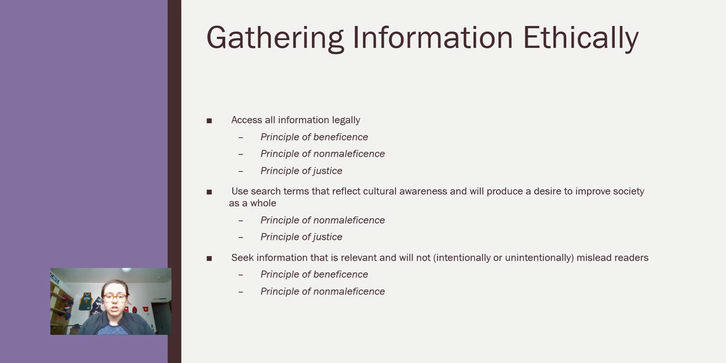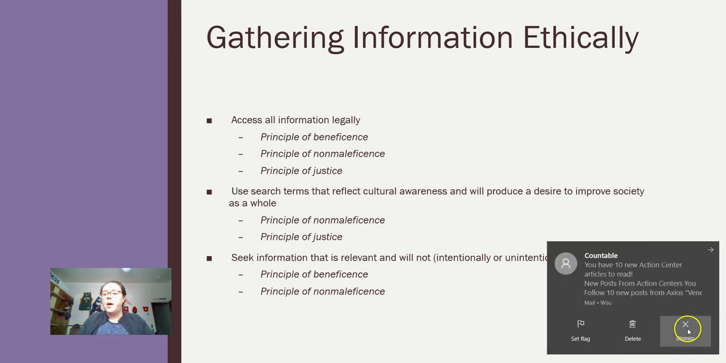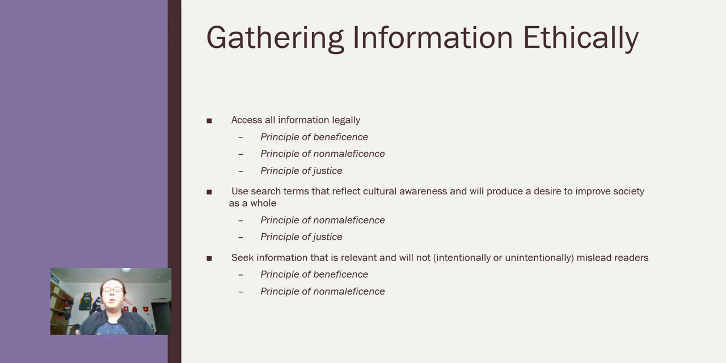We also want to seek information that is relevant and will not either intentionally or unintentionally mislead readers. This comes down a lot to principle of beneficence and principle of non-maleficence. So when we are looking for information to serve as evidence to support our argument for our readers, we want to make sure that the accuracy is there, that the information is correct. That way we can continue the good through our own research, and we can avoid any bad or harm that misinformation or incomplete information might cause.